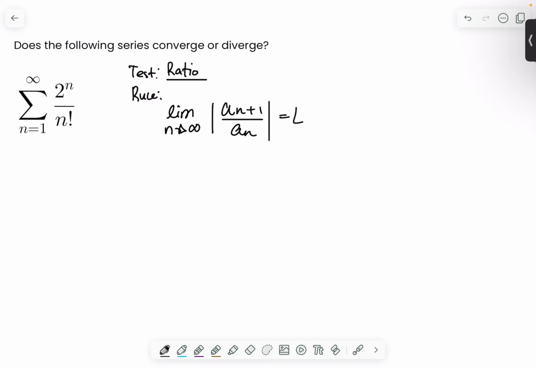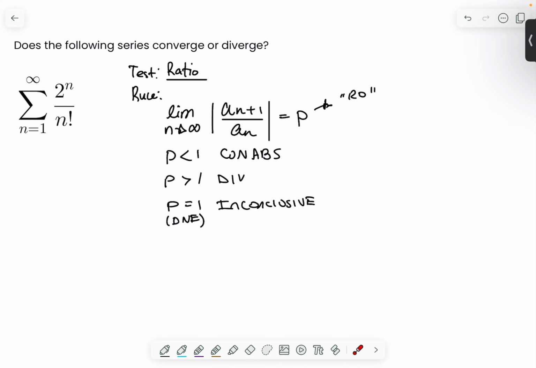And that's equal to a limit, which at Rutgers we call rho, even though it looks like a p. It is a p, but we pronounce it as rho. So if rho is less than 1, greater than 1, or equal to 1 or does not exist, then the ratio test tells us that the series converges absolutely, diverges, or is inconclusive, meaning try another test.